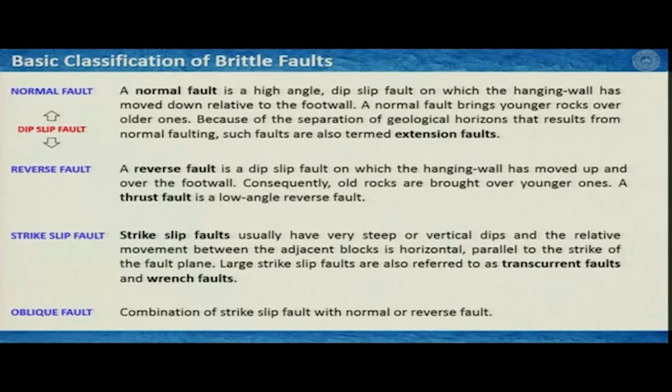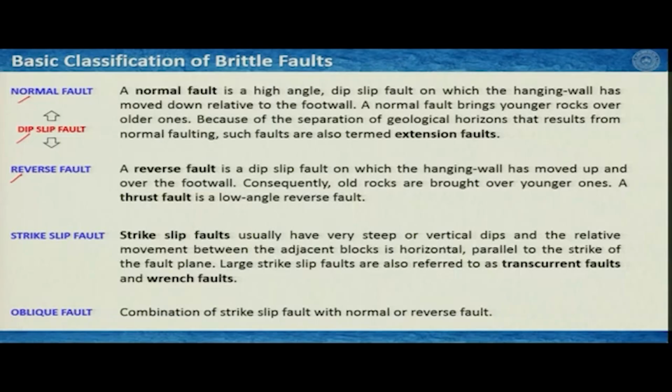As I said, dip slip faults are classified in two sections, one is normal fault and another is reverse fault. A normal fault we can define now as a high angle dip slip fault on which the hanging wall has moved down relative to the foot wall. We will see the drawing soon. A normal fault brings younger rocks over older ones. Because of the separation of geological horizons that results from normal faulting, such faults are also termed extensional faults.